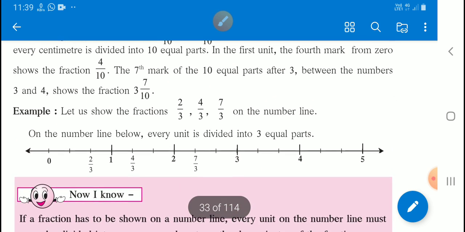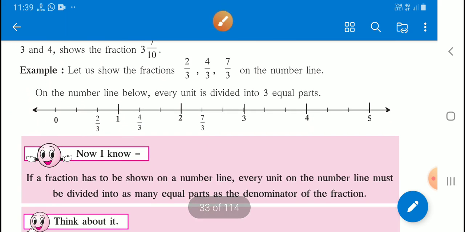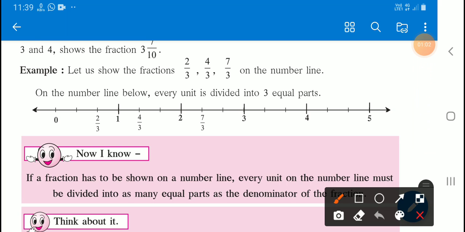Let us show the fractions 2 upon 3, 4 upon 3 and 7 upon 3 on the number line. So look here, you have to draw the number line and then divide. Here the denominator is 3, so you have to divide 0 to 1 into 3 equal parts, so they divided it. Here 0 means 0 upon 3, then the next fraction is 1 upon 3, then 2 upon 3, 1 means 3 upon 3, 4 upon 3, 5 upon 3. You can write it this way and then show the particular fraction.